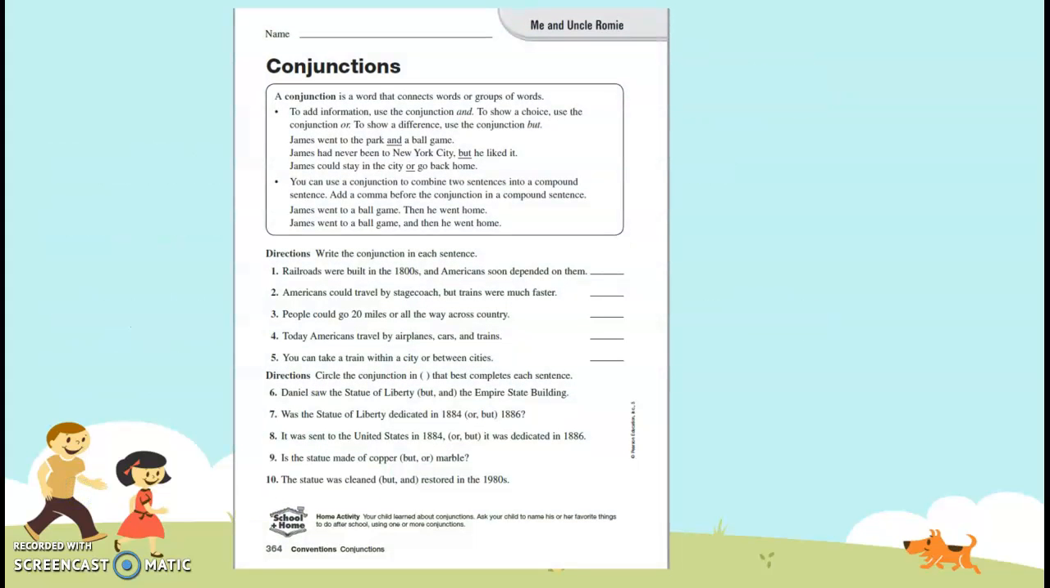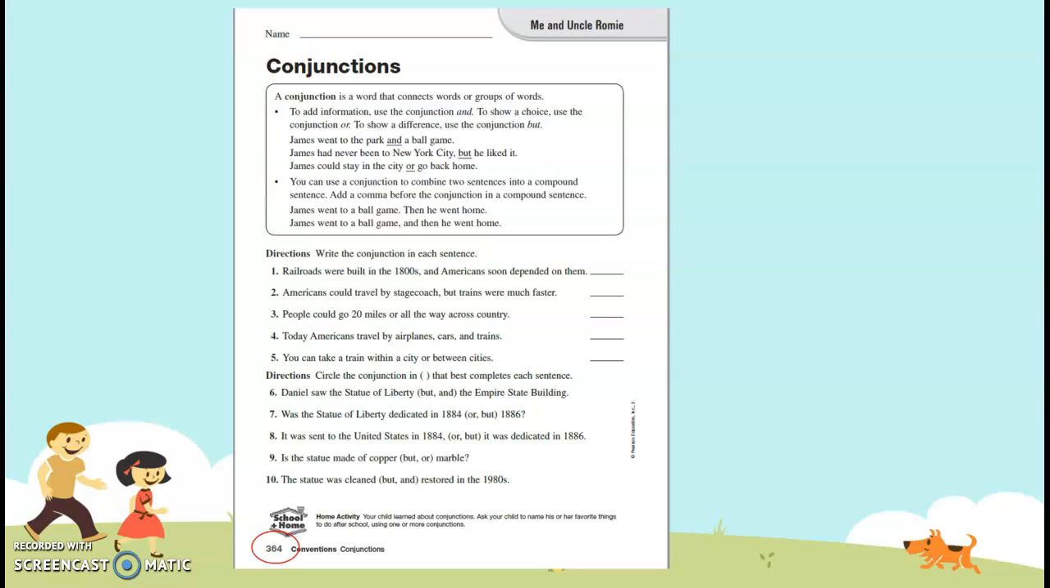Page 364. Conjunctions. A conjunction, we already know, we already read in the first presentation or in the first page. Now let's read the example. James went to the park in a ball game. James had never been to New York, but he liked it. James could stay in the city or go back home. If you see which words are underlined: and, but, and, or.